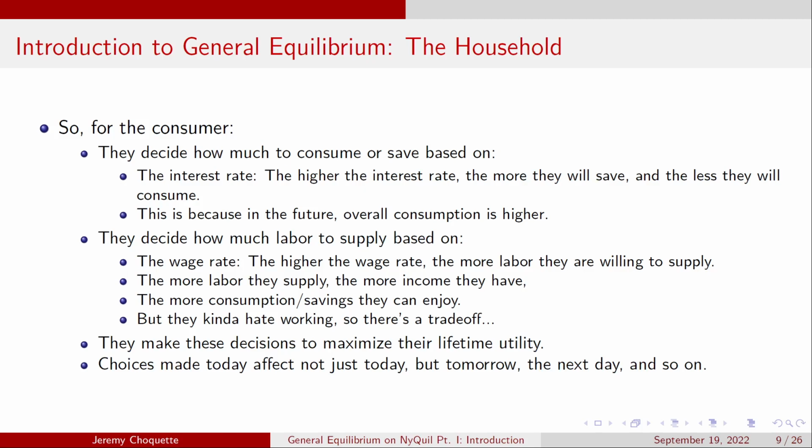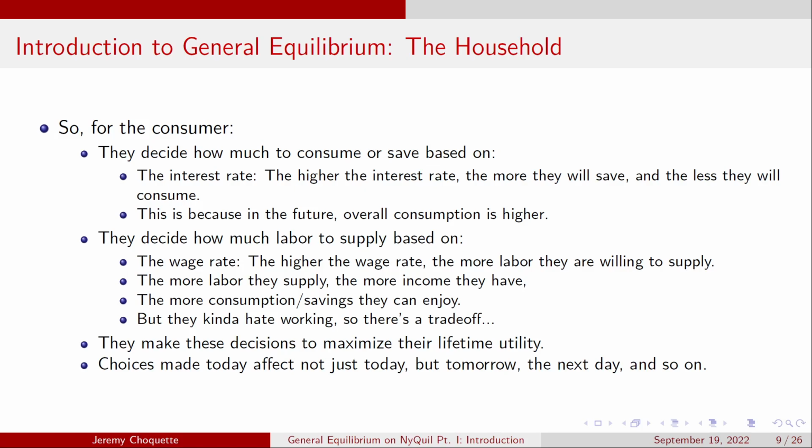In dynamic macro, on the other hand, you'll do utility maximization one day, but then the next day you do it again and again and again. Because if you save, you consume more tomorrow. So the choice you make today in your utility maximization is going to affect the utility maximization tomorrow. And then that's going to affect the next day and so on and so forth. So it's not just what happens today. It's what happens today, and what happens tomorrow as a result. And then when we're in tomorrow, the same thing applies, so on and so forth.